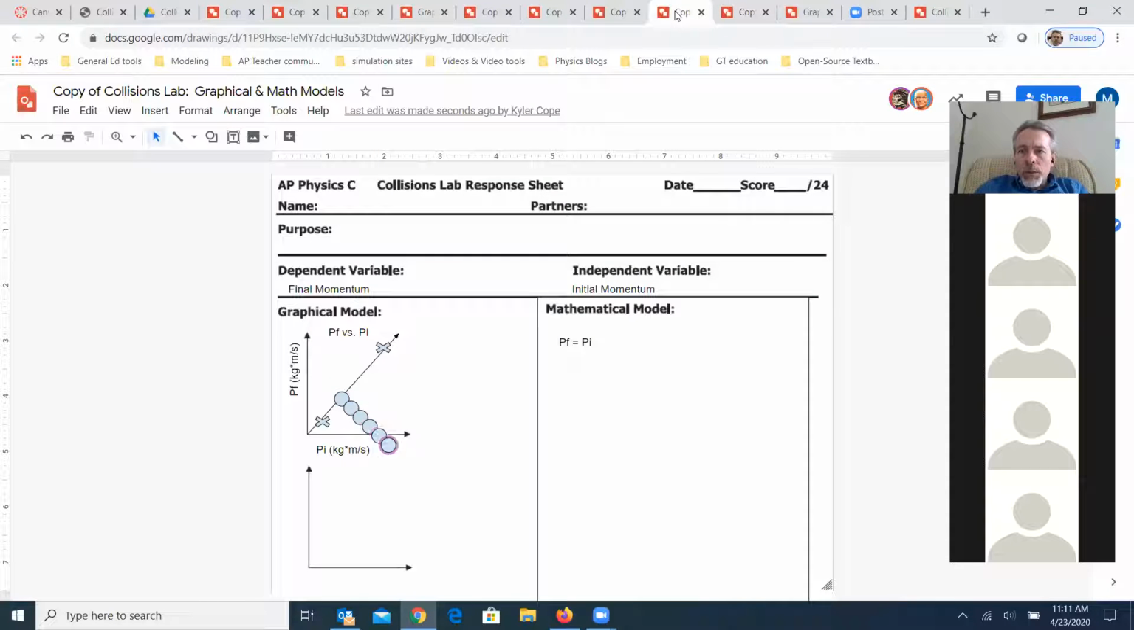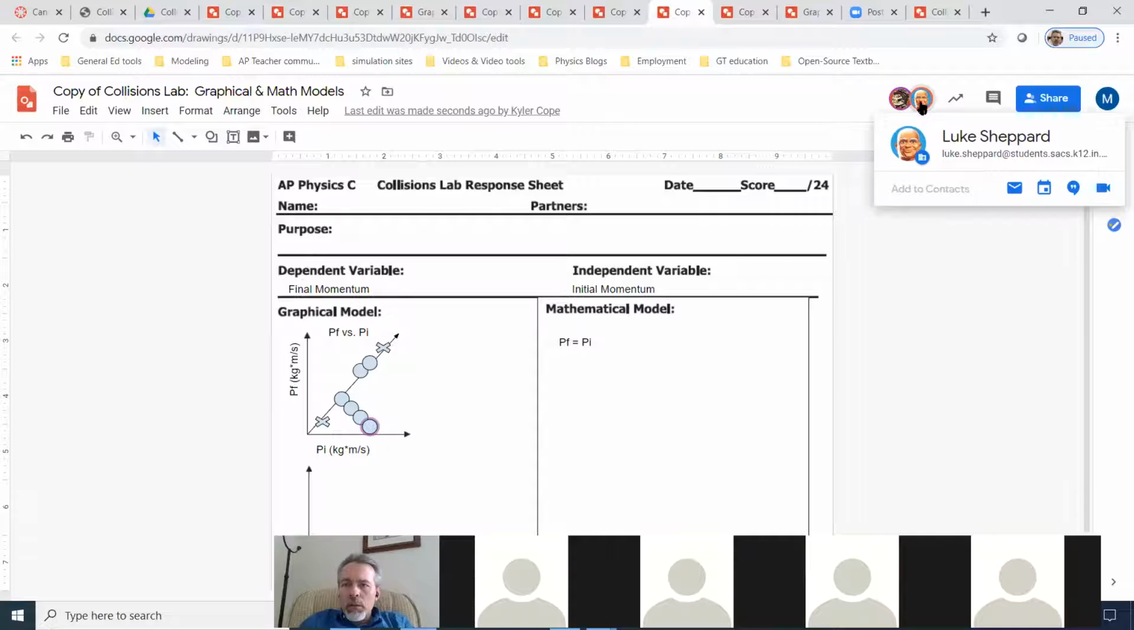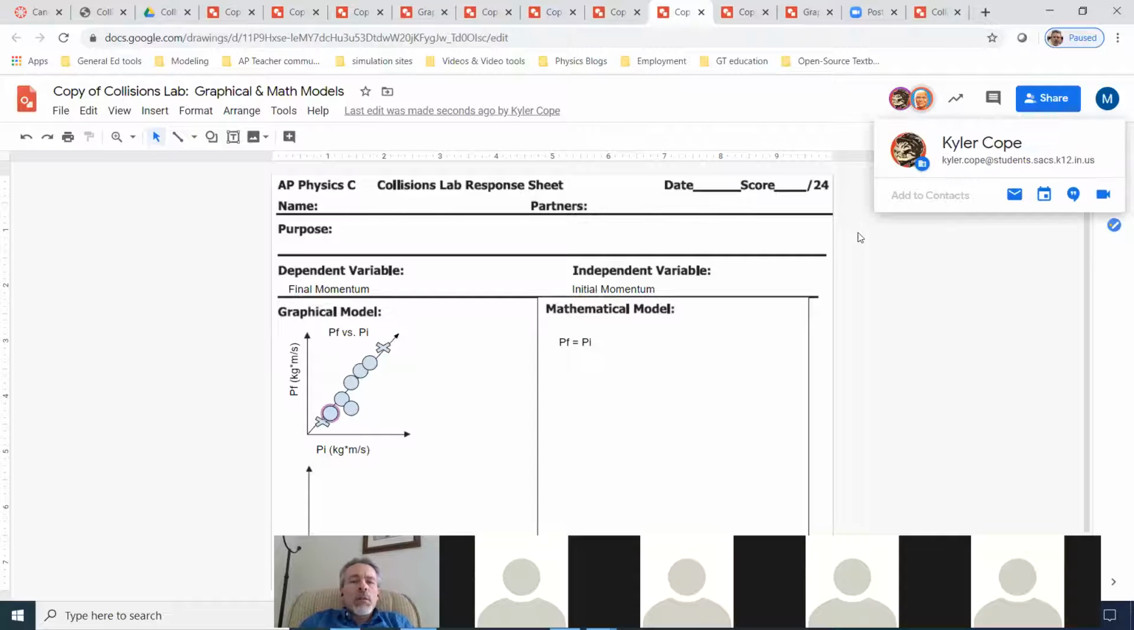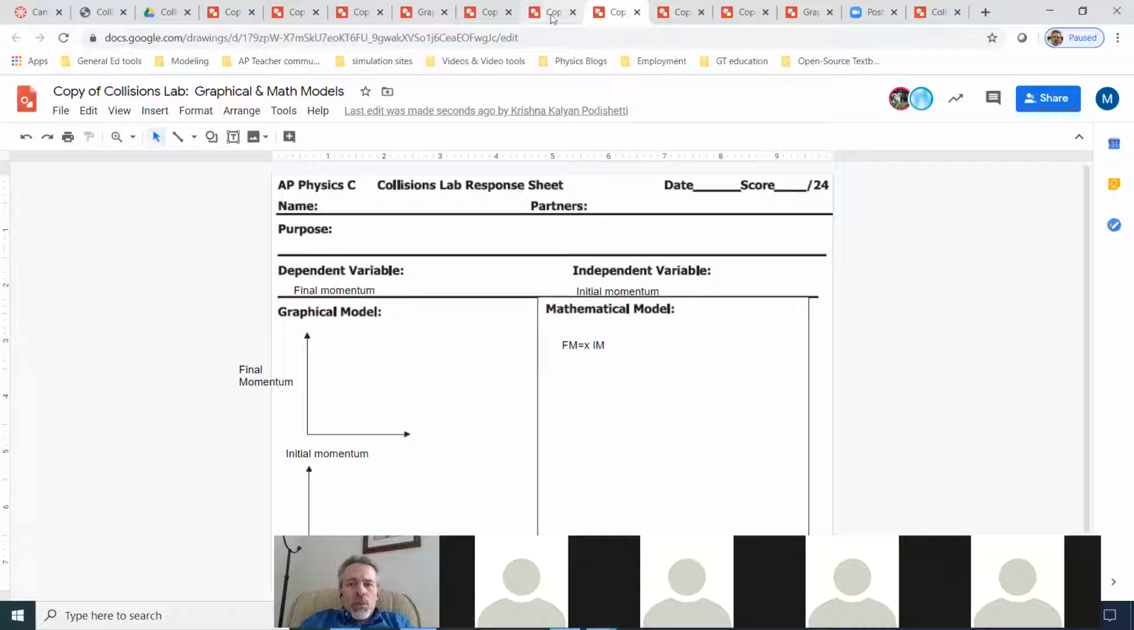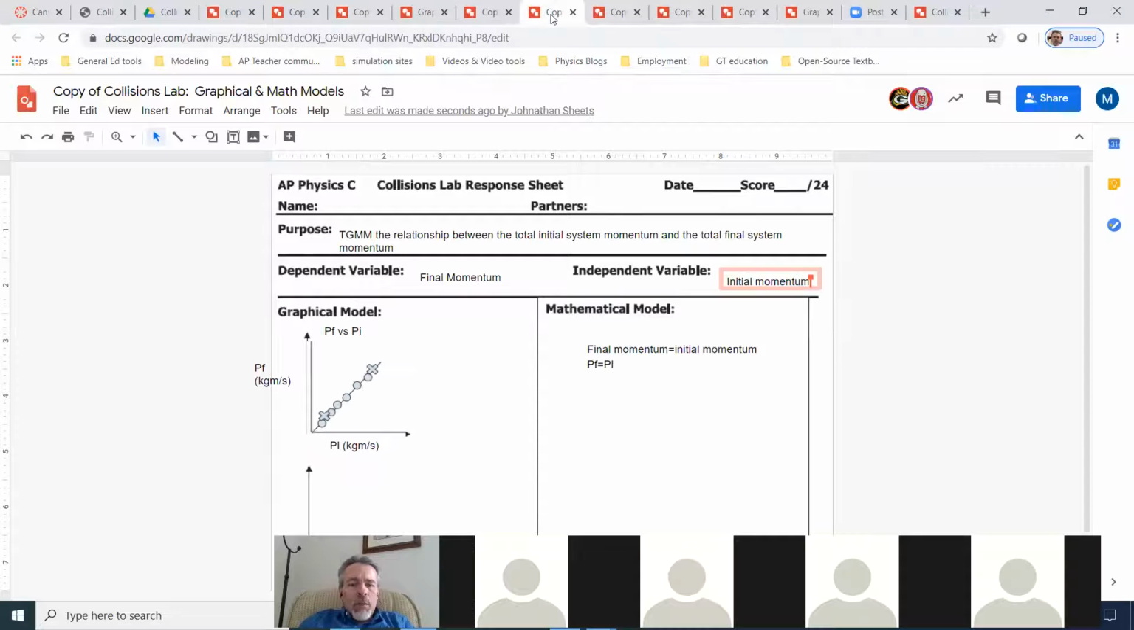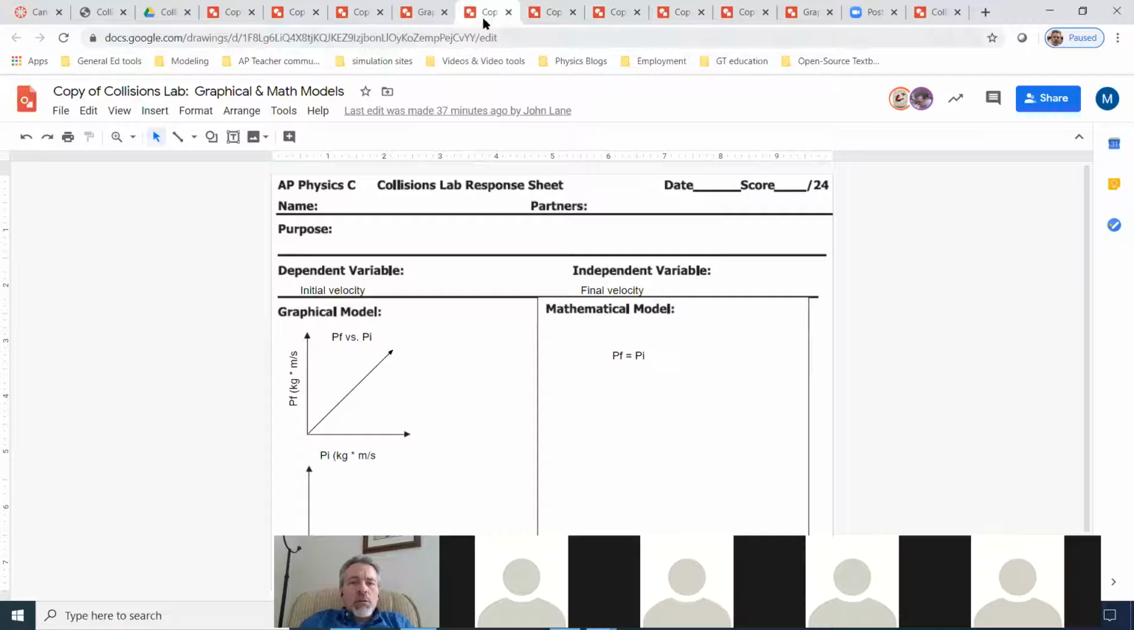This group's still working on it. Who's this? Oh, I can't see. Ah, this is Luke and Kyler's. Okay, so they also had a direct relationship. This group here is still working on it. This group here had also a direct relationship. Looks like a direct relationship there.